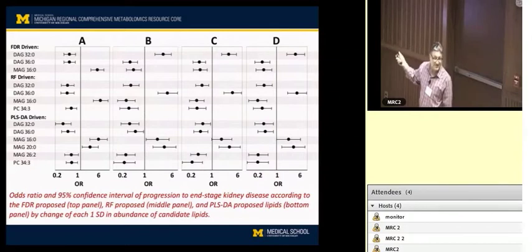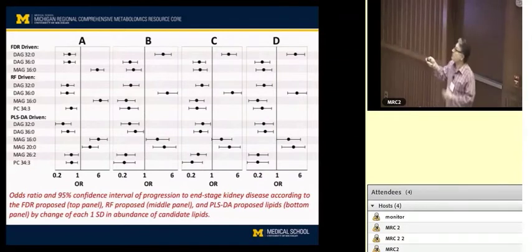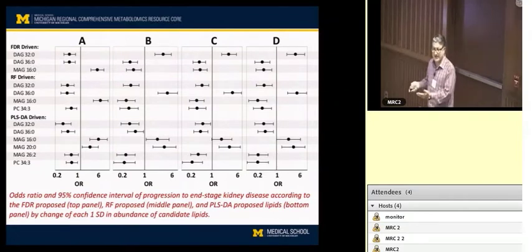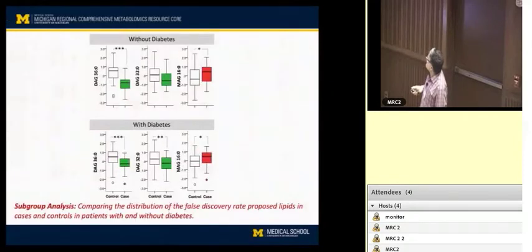This analysis suggests that the proposed biomarkers of DAG32, 36, and MAG16 are independent predictors of progression, no matter what baseline eGFR or proteinuria the patient had. This is a subgroup analysis by presence or absence of diabetes, and basically here we showed that it's also independent of diabetes because the results with and without diabetes were almost identical.